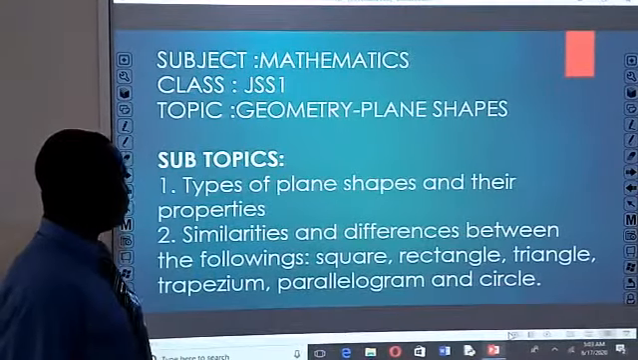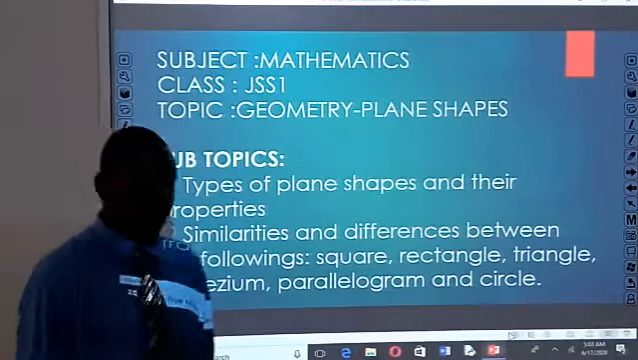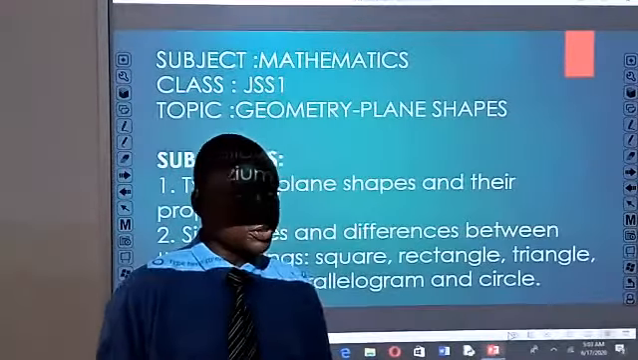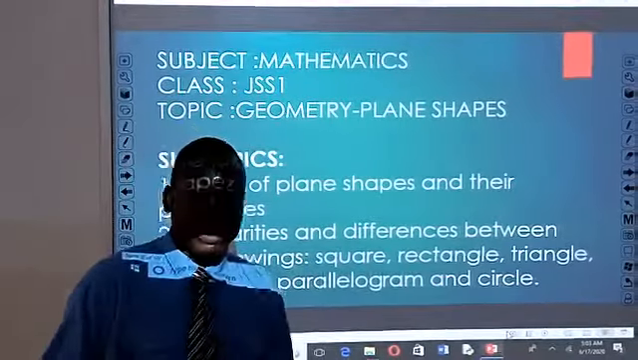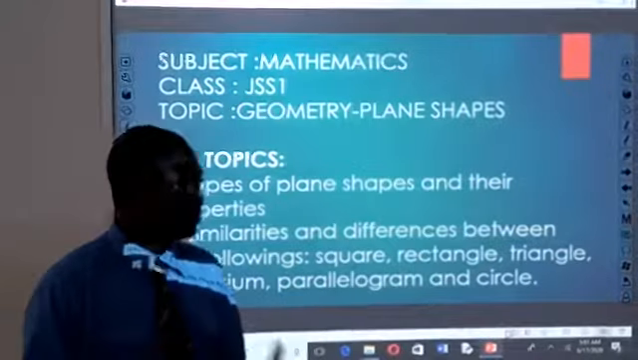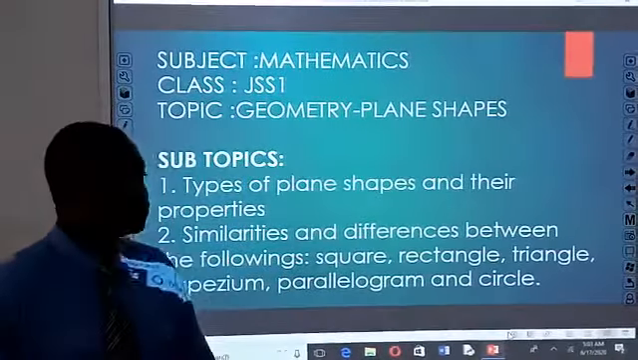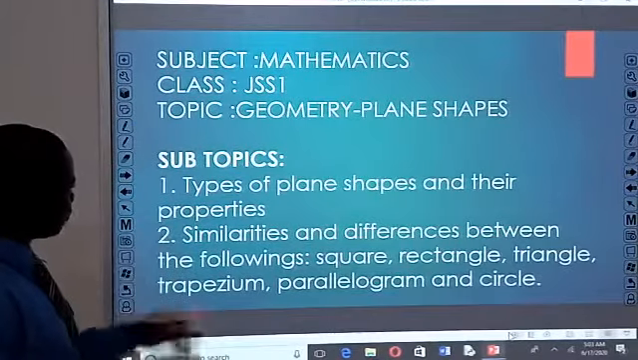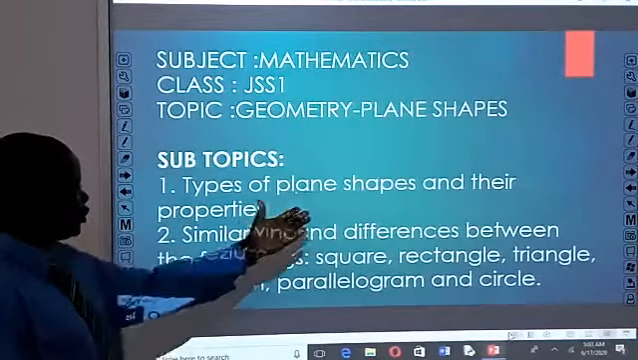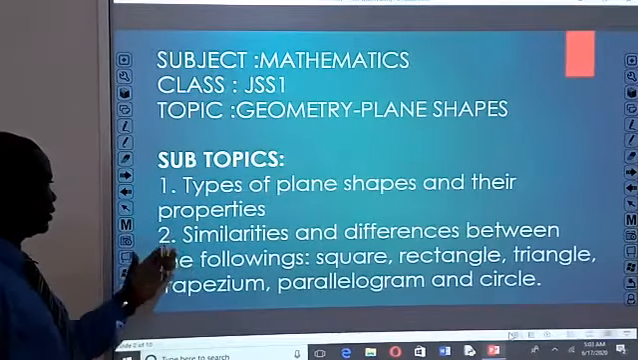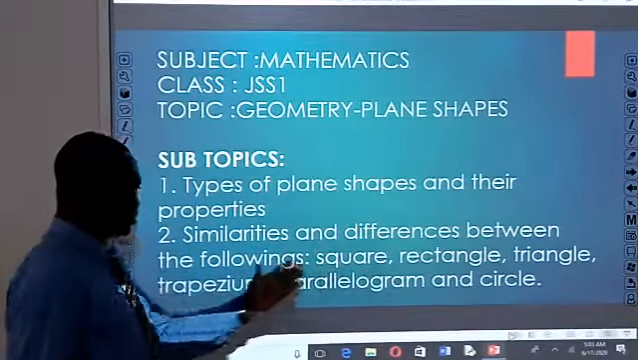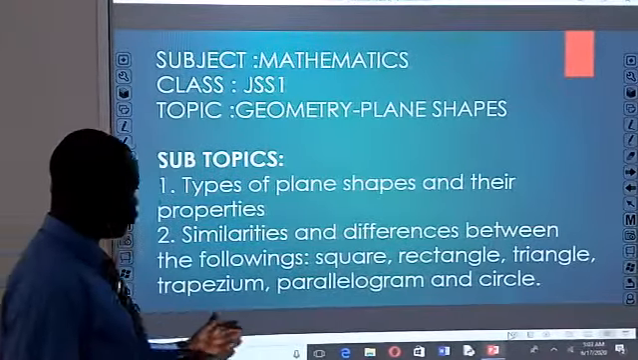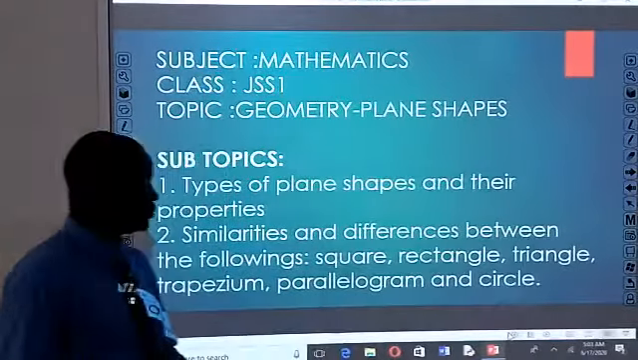We're going to look at the topic today, geometric plane shapes. I know if you look around you at home, there are a lot of different shapes you see. Our circle, rectangle, square. We're going to discuss more in detail today. The subtopics we have are types of plane shapes and their properties, and similarities and differences between the following: square, rectangle, triangle, trapezium, parallelograms, and circles.